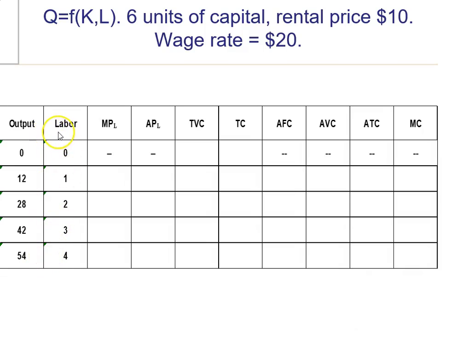This is your variable input. And here's our output, Q, which ranges anywhere from 0 when you have no workers to 54 units produced when you have 4 workers.